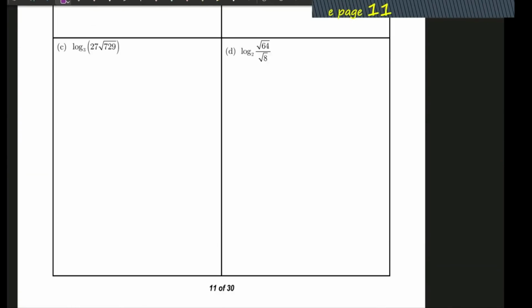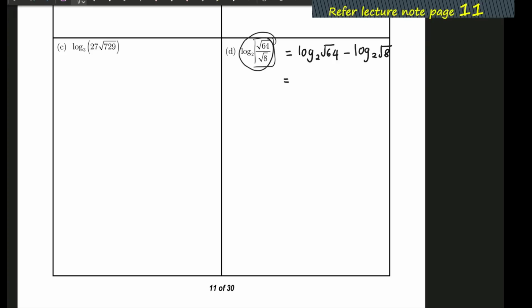Example 7. So for D, remember, we have 3 laws of log that we went through before this. So this one is involving quotient, right? Here, surd of 64 divided by surd of 8. So if involving quotient, it will become log, but in the middle is minus. So log base 2 of surd 64 minus log base 2 of surd 8. Okay.